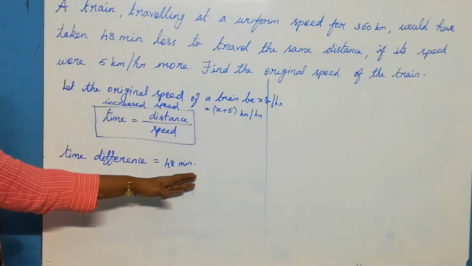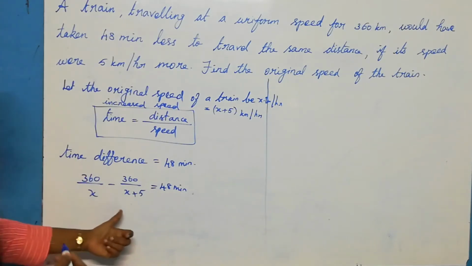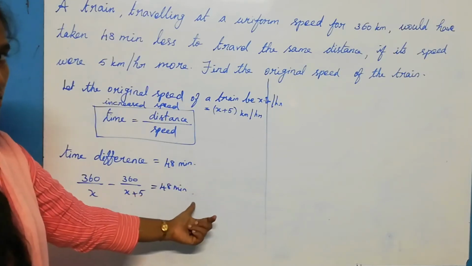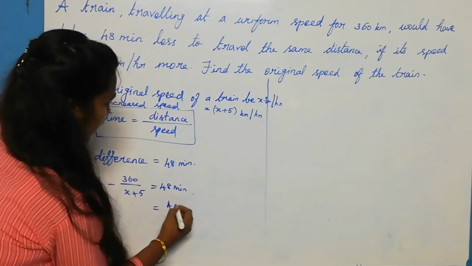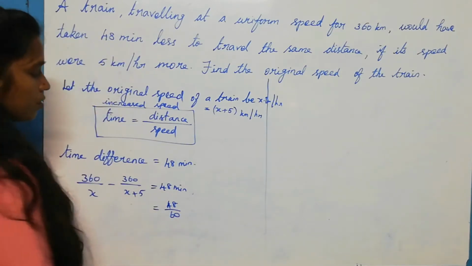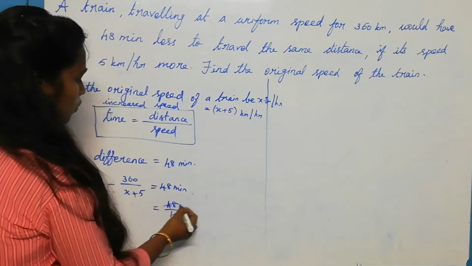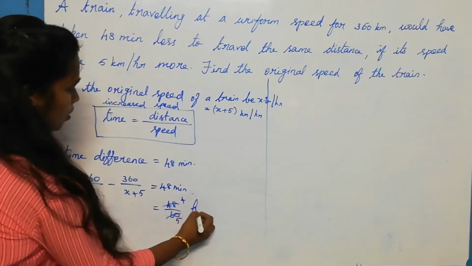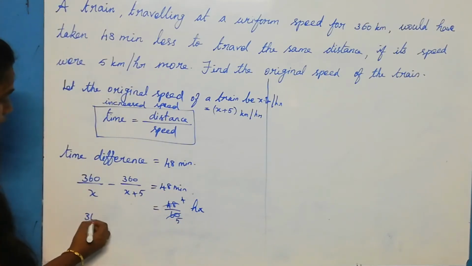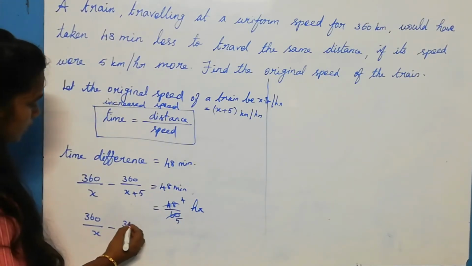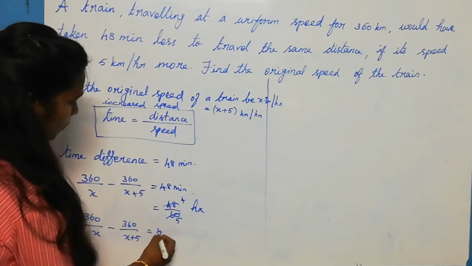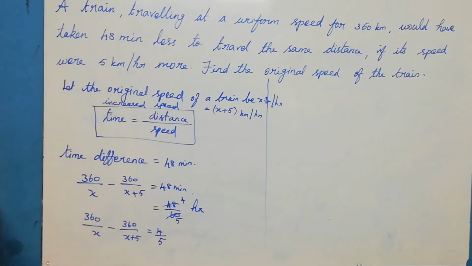Therefore, the time difference is 48 minutes, that is 360 by x minus 360 divided by x plus 5 is equal to 48 minutes. Okay, so we convert this minute into hour. So what we get? 48 divided by 60, cancel by 12, 4 by 5 hour. So 360 divided by x minus 360 divided by x plus 5 is equal to 4 by 5. Then we solve this equation.